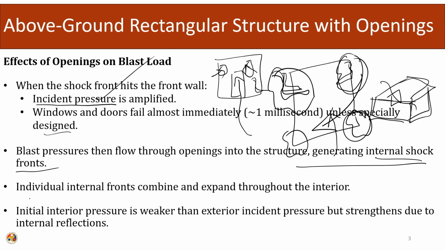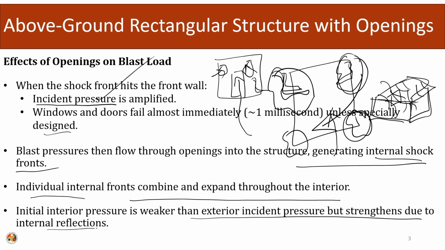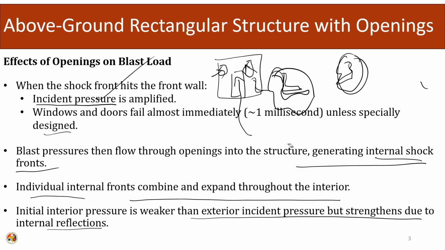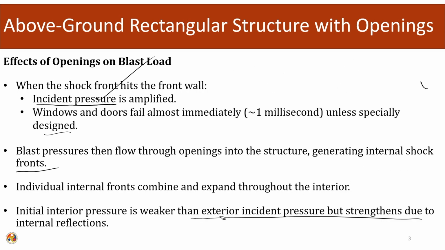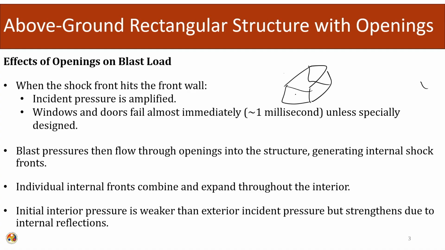After that the individual internal fronts will combine and expand throughout the interior. They will be acting throughout the interior. The interior pressure is weaker than the exterior incident pressure, but strengthened due to the internal reflections. Since this is a case of internal reflections, the augmentation in the pressure intensity will take place instantly. If it was a free air blast or a surface type of blast with only a frontal panel, then it can be taken care of. But since it goes inside a closed box, due to the massive reflections, the intensity increases manifold.